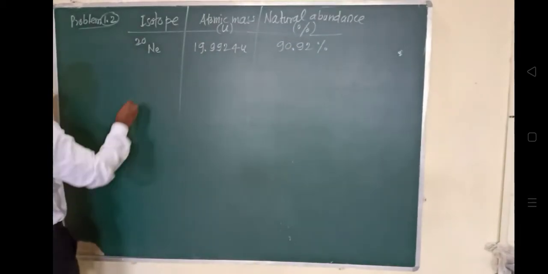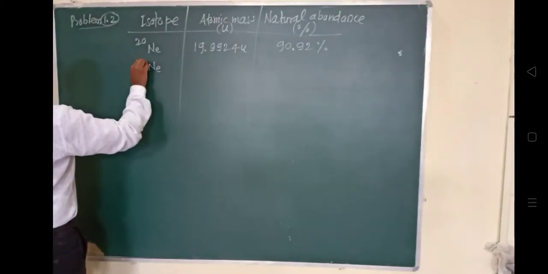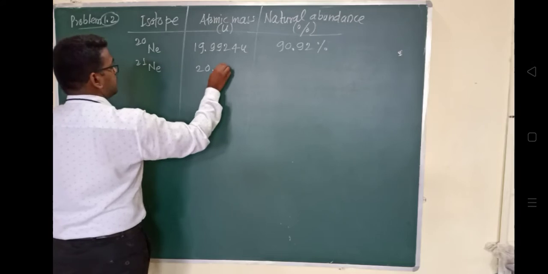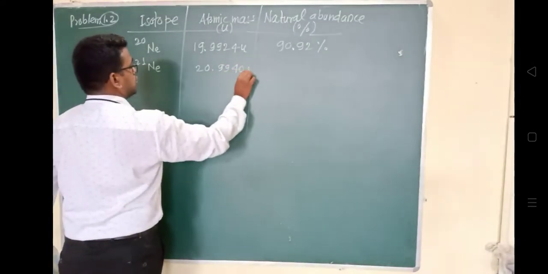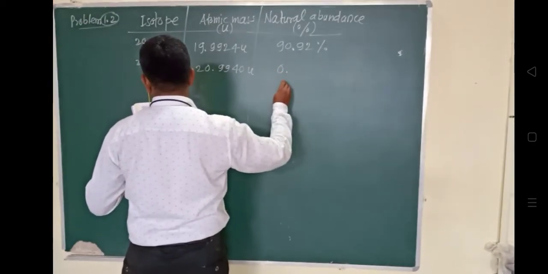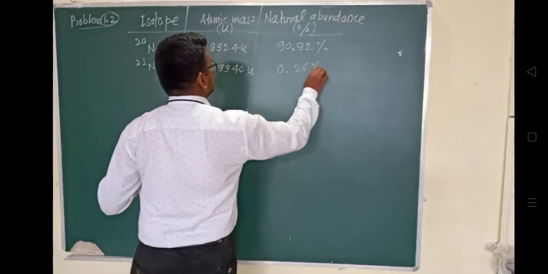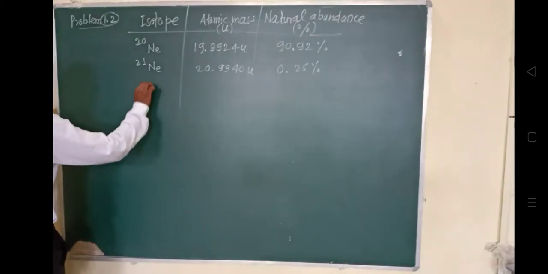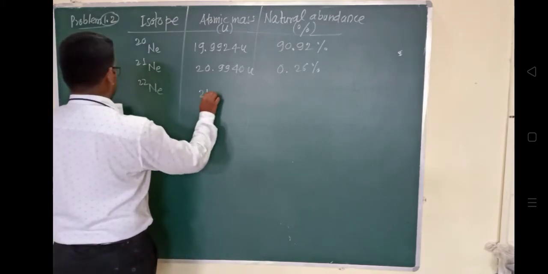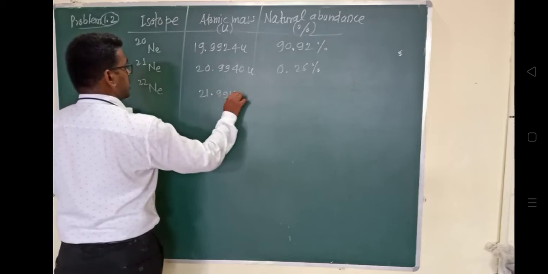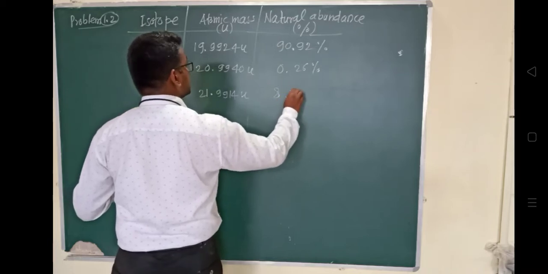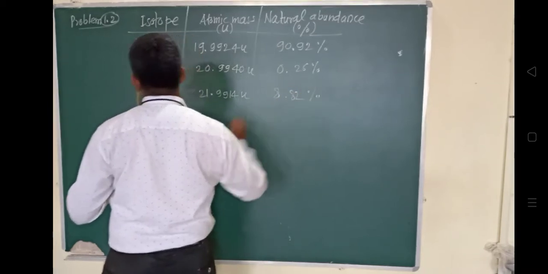Then neon 21, whose atomic mass is 20.9940 unified mass, and the natural abundance is 0.26 percent. Next is neon 22, whose atomic mass is 21.9914 unified mass, and the percentage abundance in nature is 8.82 percent. So this is the given data.